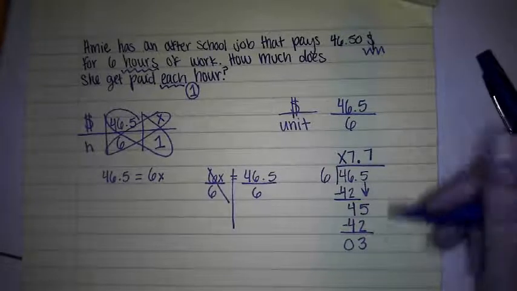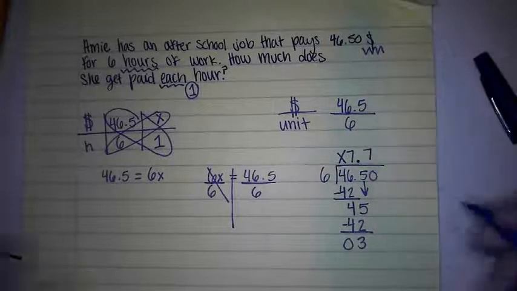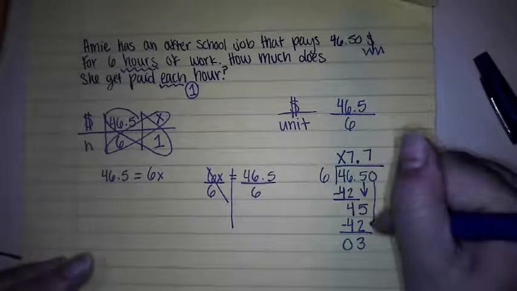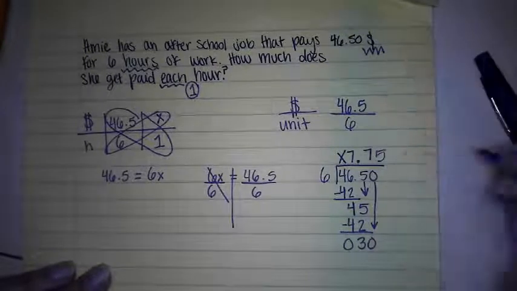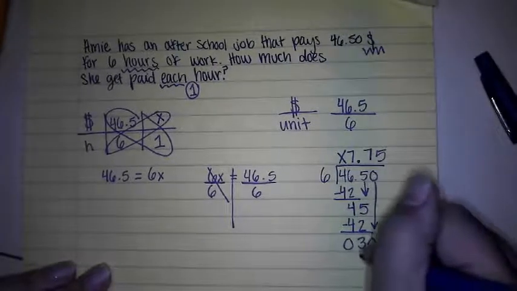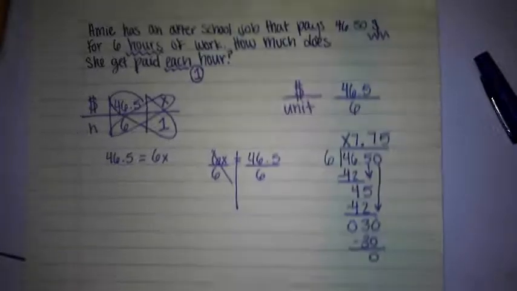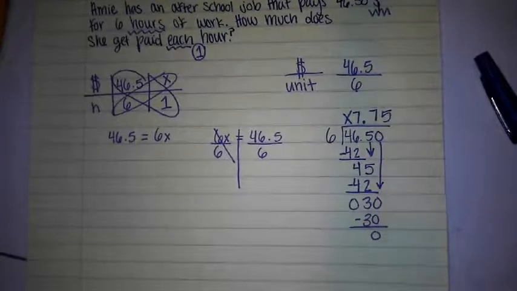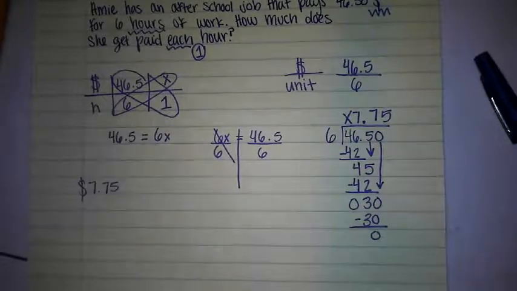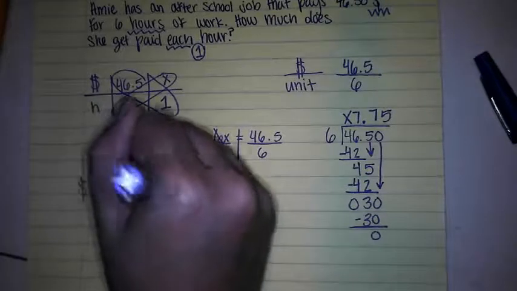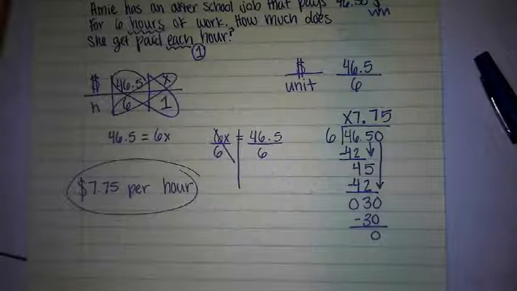Now, just because I stopped having numbers here, that means you just add 0. That doesn't mean you stop doing what you're doing. You bring down that 0. 6 can go into 30 5 times. 6 times 5 is 30. 30 minus 30 is 0. And now you can end your dividing. So she makes $7.75 per hour. That's your answer for this problem.